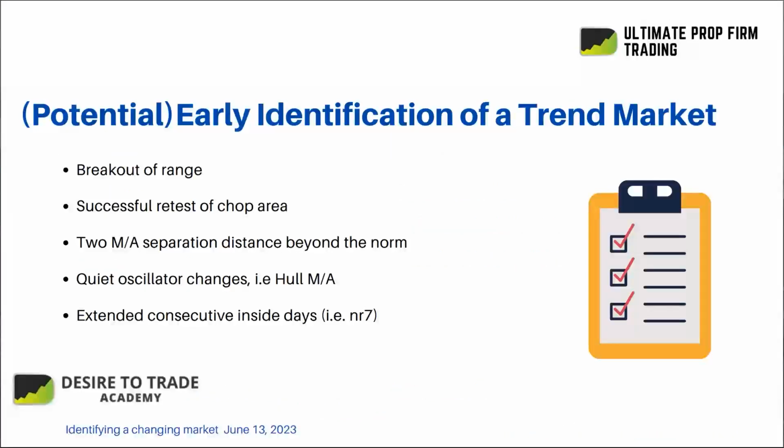I put potential in brackets for a reason. The early identification of a trend market. And again, this is probably something where you say, well, I'm looking for a certain pattern to arise, and then it's breaking out, and so on. We're in a trend market, at least the perception is that that's the definition. But what are the early identification hints that there may be the early stages of a new trend market?